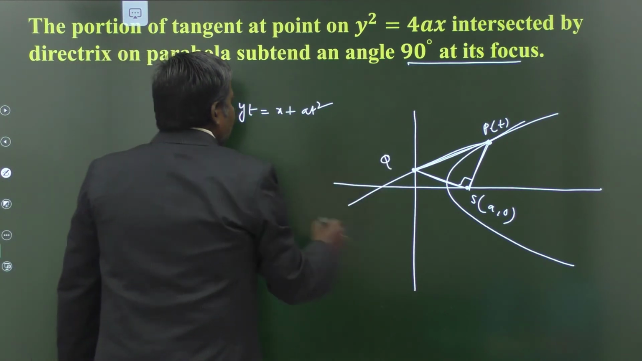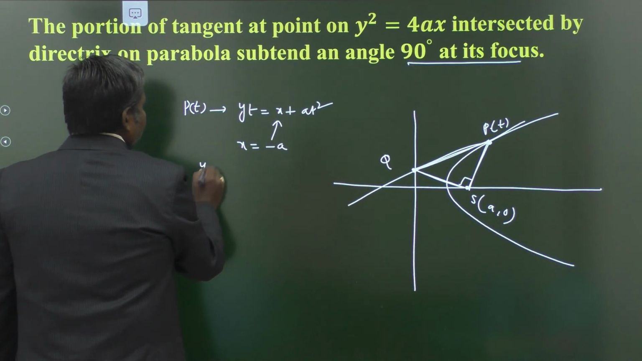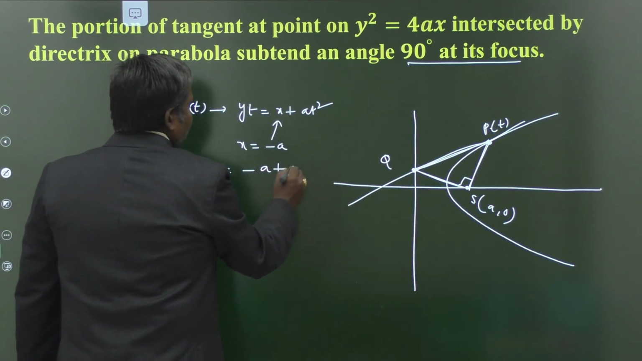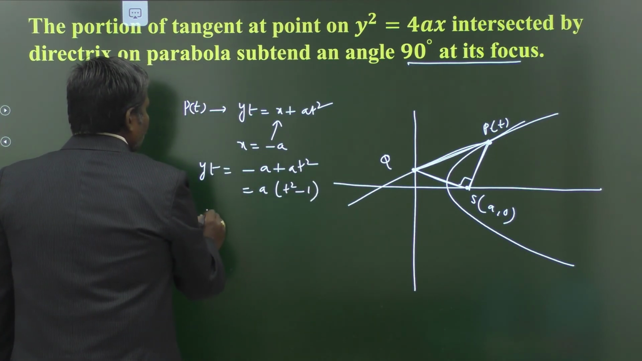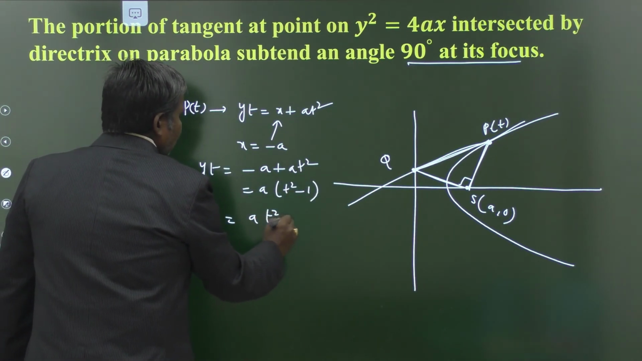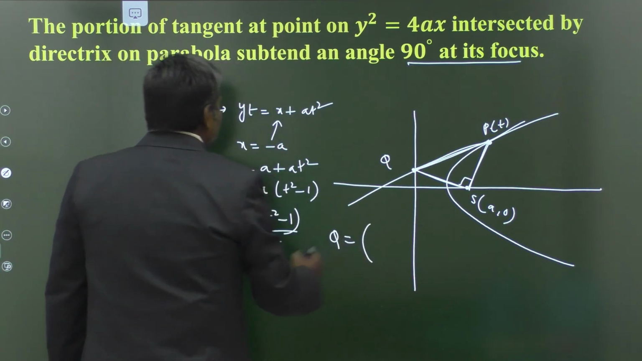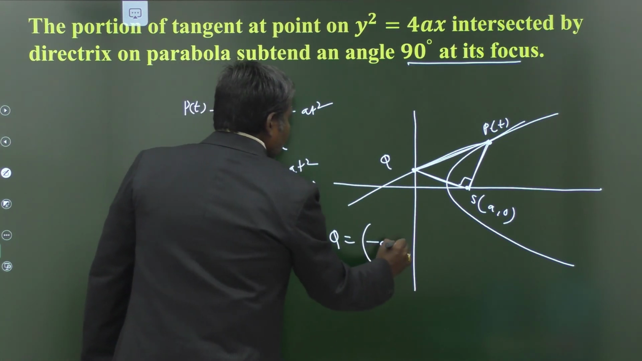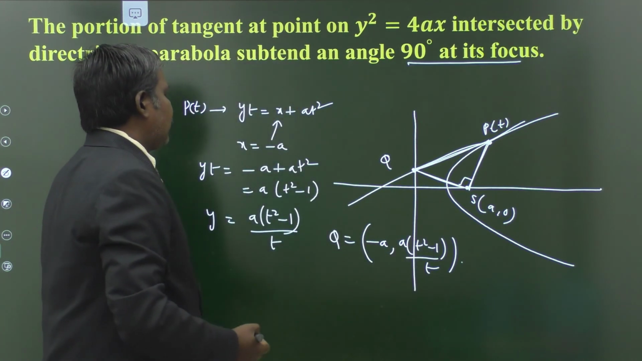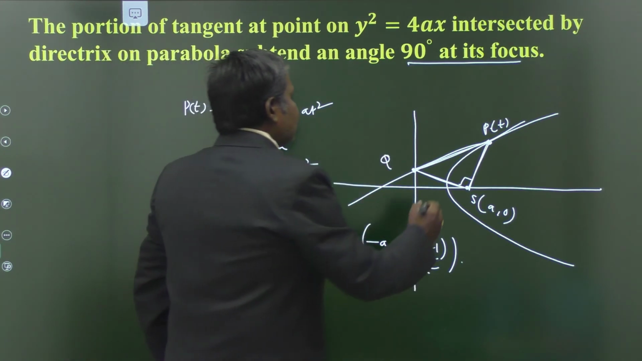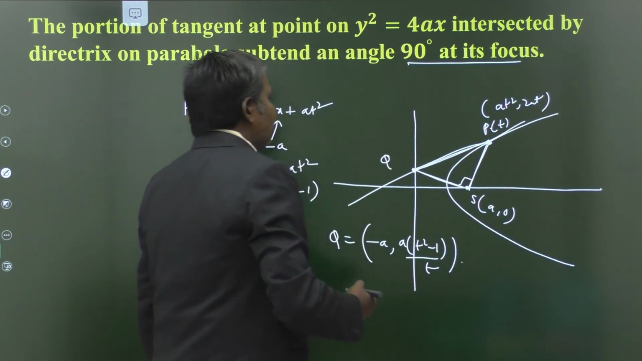Now solve with the directrix. What is the equation of the directrix? x equals minus a. Substitute here: yt is equal to minus a plus at squared. This is nothing but a into (t squared minus 1). So what is y? a into (t squared minus 1) by t. So what are the coordinates of Q, my dears? Minus a comma a into (t squared minus 1) by t. These are the coordinates of Q. You have the coordinates of P: at squared comma 2at.